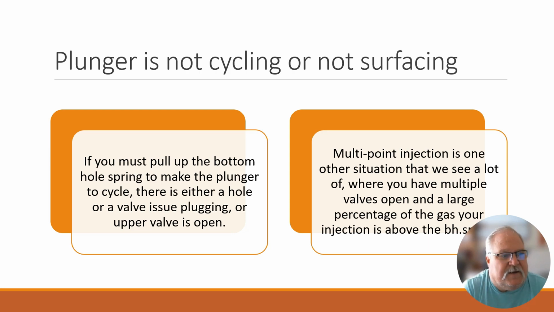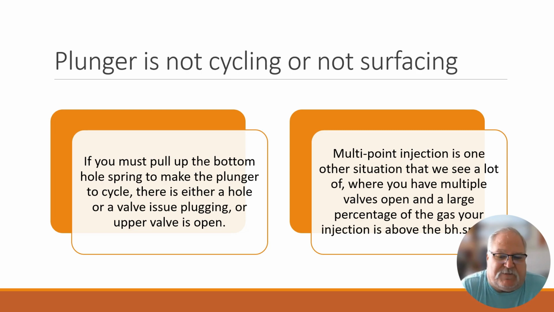So the plunger is not cycling or not surfacing. You must, for example, pull up the bottom hole spring to make the plunger cycle. There's either a hole or a valve issue, plugging, or an upper valve that might be open, or a combination of all these. Almost guaranteed, you have multi-point injection, because everybody is putting in so many valves and basically ensuring that there's multi-pointing. So you may only be getting 5% of the gas you're injecting under the plunger, and the rest of it is going through 2 or 3 valves above it. And so maybe that's another reason why the plunger doesn't move very quick.